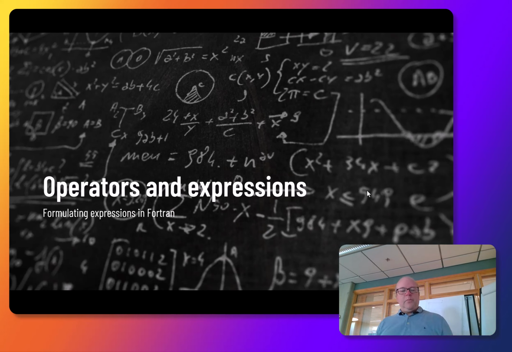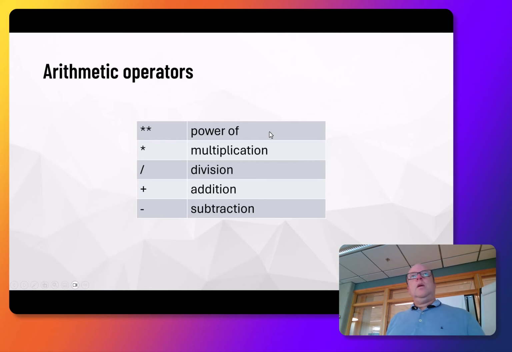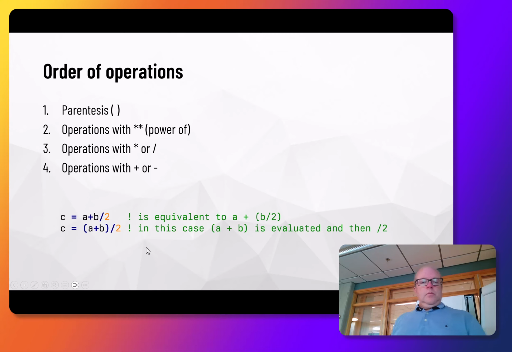Operators and expressions. This is kind of the most important part for a numerical language. You have the common ones: power of, two multiplication signs, two stars, multiplication, division, addition, and subtraction. And this is also the order of operation, so power of is evaluated first, then multiplication, and so on. Parentheses, and operations with power of, multiplication and division. Very similar to other languages. There are no big differences there.